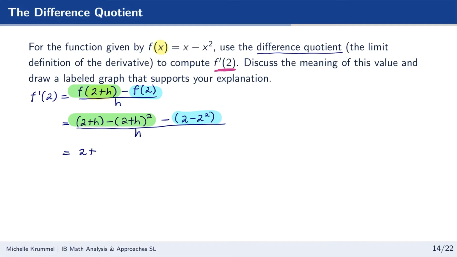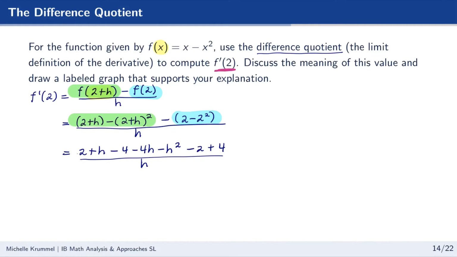So 2 plus h, we're going to multiply 2 plus h by 2 plus h. That's how I square it. So use FOIL or distributive property. And then I also have to distribute the negative in front. So it's going to be negative 4 minus 4h minus h squared. And then for minus parentheses 2 minus 2 squared parentheses, I'm going to distribute that negative. So minus 2 plus 4 all over h.